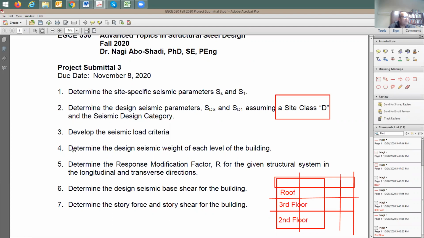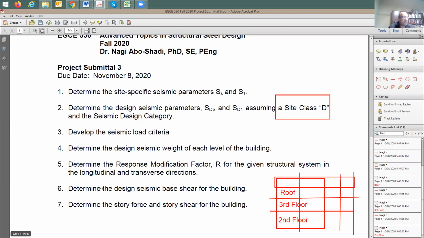Here, item number 4 says, determine the design seismic weight of each level. So you're going to have it here in the last column, the seismic weight. You're going to be taking this uniform load multiplied by the floor area or the roof area, and that is going to give you the total seismic weight for each level.